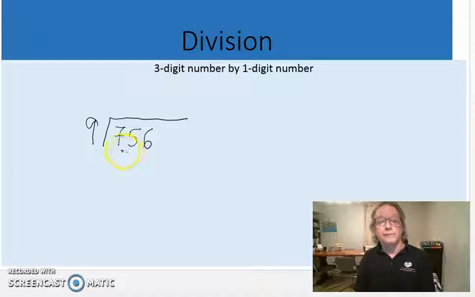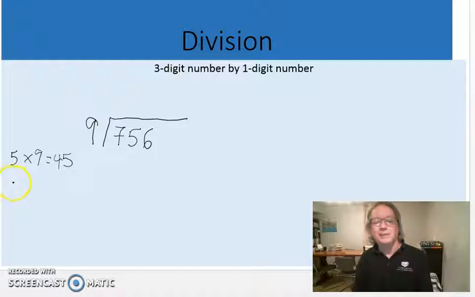Well, now we have a fairly big number. So if you know your tables, it's no problem. If you don't, you just have to work at it a little bit. And 5 times, most people can do the 5 times because you just count by 5s. And 5 times 9 equals 45. Sort of staring at the screen because I'm focusing on drawing my numbers here. 5 times 9 is 45.